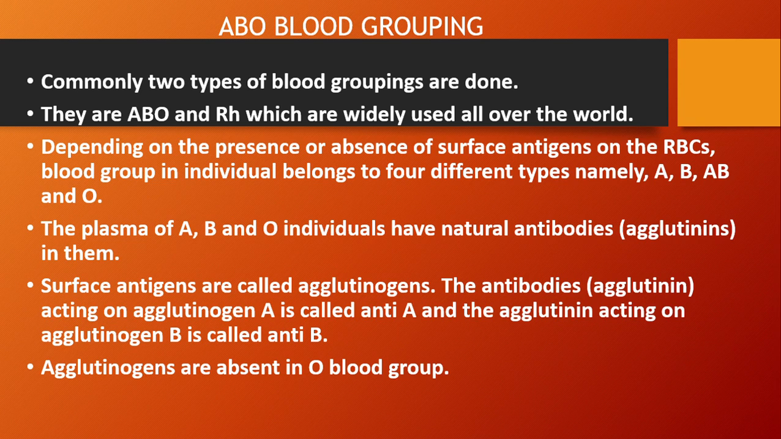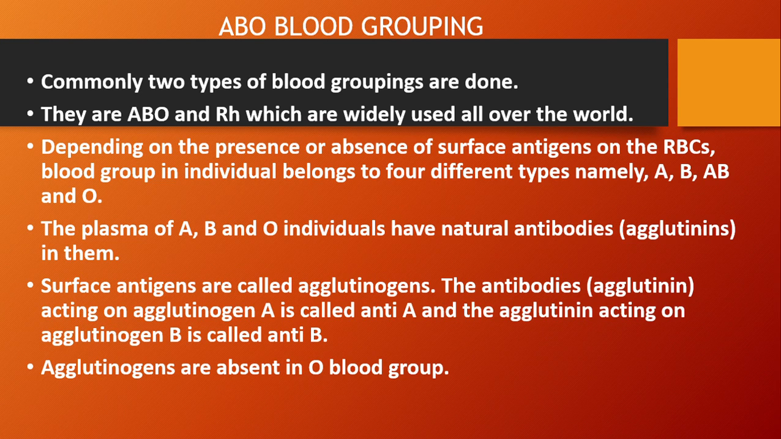Depending on the presence or absence of surface antigens on the RBCs, the blood group of an individual belongs to four different types, namely A, B, AB, and O. So whether a person belongs to the A or B or AB or O group, it is to be observed what types of antigens are present on the surface of RBCs. So, blood group is decided by the surface antigens present on the surface of the RBCs.